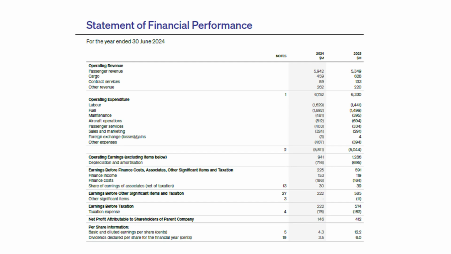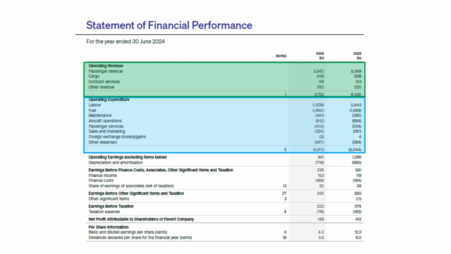At the very top there, we can see that we've got some operating revenue. So we're going to highlight all of the revenue streams in green. We've got some passenger revenue, some cargo revenue, contract services, and other revenue. And that totals $6.7 billion. Then we have some operating expenditure like labour, fuel, maintenance. And we're going to colour all of those in blue because that's the colour for expenses. So below revenue and expenditure items, we have operating earnings of $941 million.